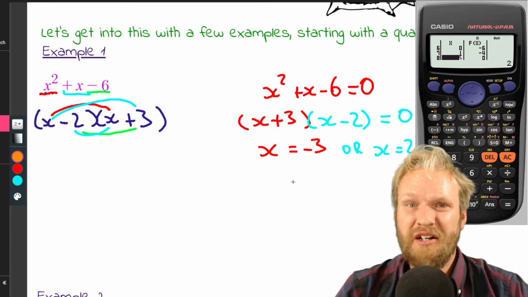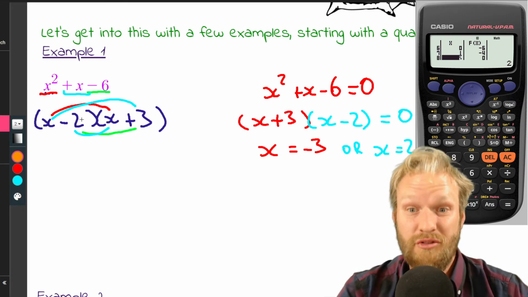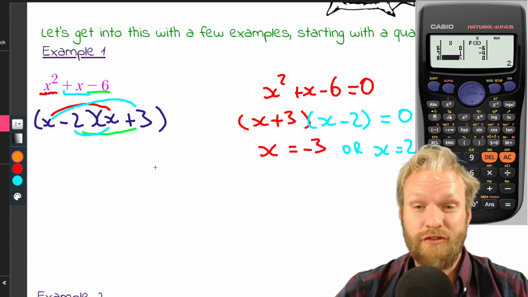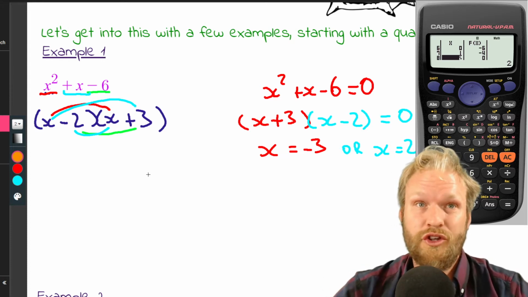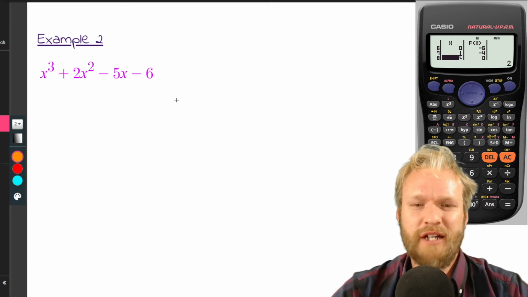So there's how our calculator is going to help us. And you see it matches with our factorization to start with. Quite nifty, eh? Let's run through a few examples, and now we're going to do it with cubics. So example 2: x cubed plus 2x squared minus 5x minus 6, and it's an expression.